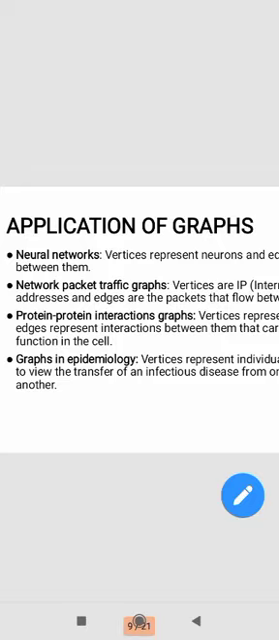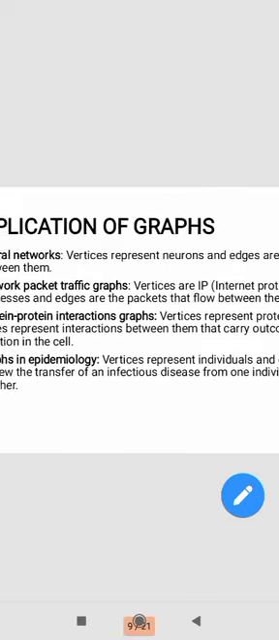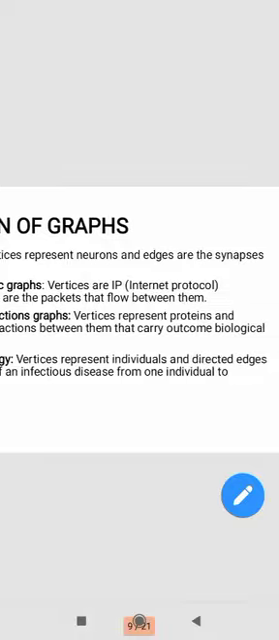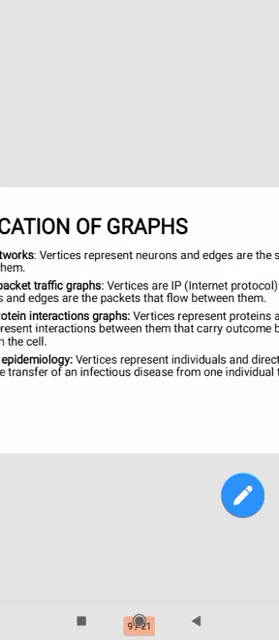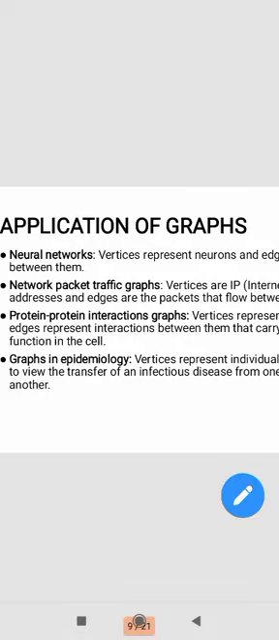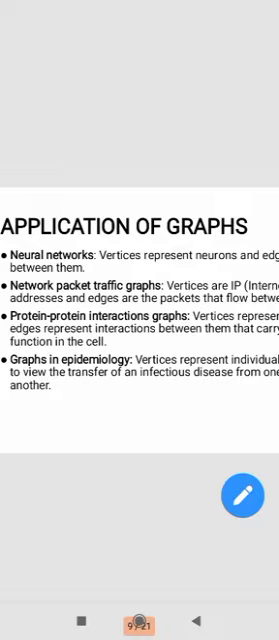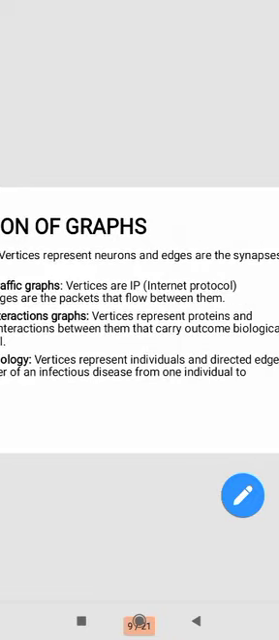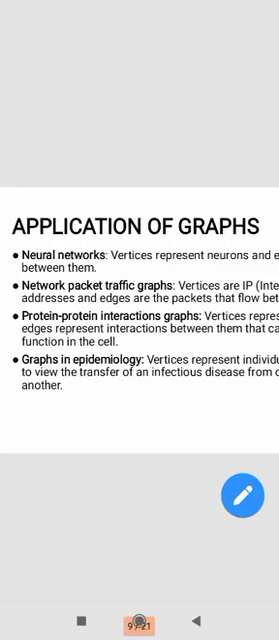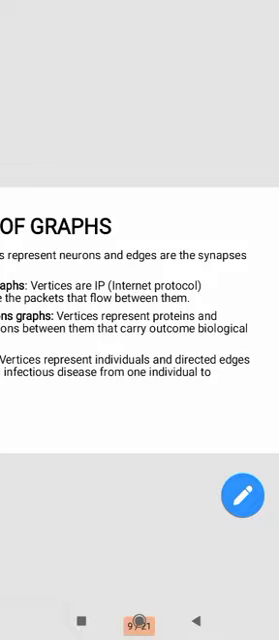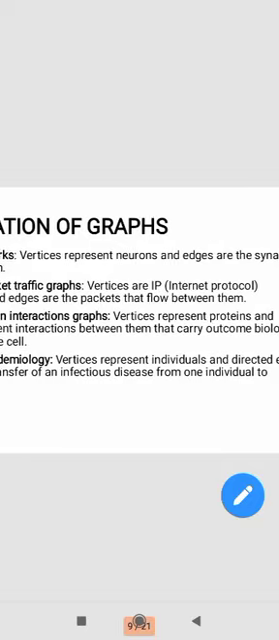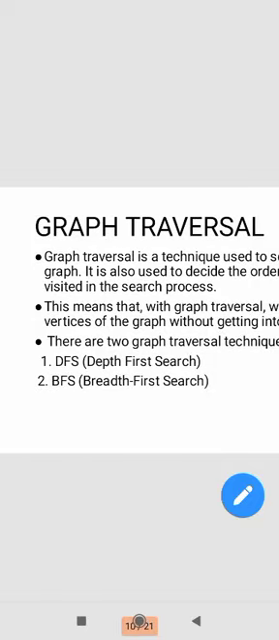So now we can see where all the applications of graphs are. First one, neural networks. Vertices represent neurons. Edges are the synapses between them. Network packet traffic graphs. Vertices are IPs, Internet Protocol addresses, and the edges are the packets that flow between them. Protein-protein interaction graph. Vertices represent proteins and the edges represent interactions between them that carry out biological function in the cell. Graphs in epidemiology. Vertices represent individuals and directed edges show the transfer of infectious diseases from one individual to another.